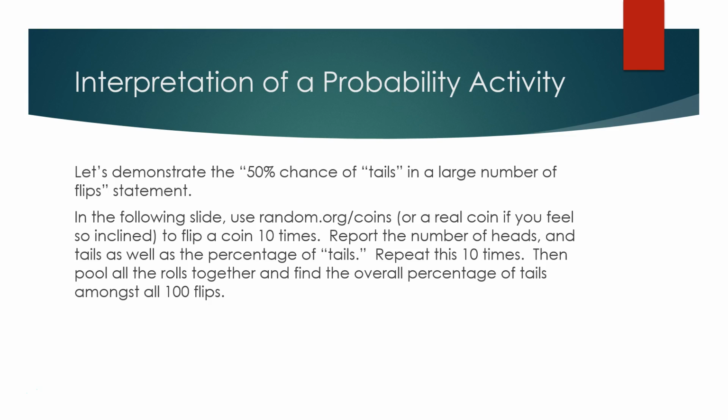The next activity is part of your learning quiz for this week. If you do this along with the slide, definitely make sure you keep these results because they will be part of the assignment identically as they are here. You can use random.org/coins, or you can actually flip a real coin. It's completely up to you. We're going to do 10 trials of flipping a coin 10 times. We're going to examine, for each individual trial of 10, what those percentages of tails end up being. Then we're going to pool everything all together and see how that ends up being over time.